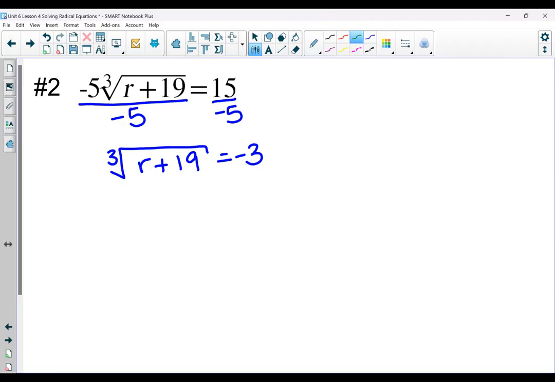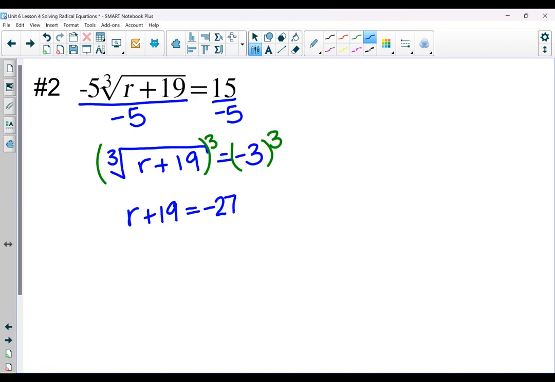To undo a cube root, I'd raise both sides to the index, which would mean raise it to the 3 on both sides, resulting in just the radicand from the root side, and -3 to the third is -27.